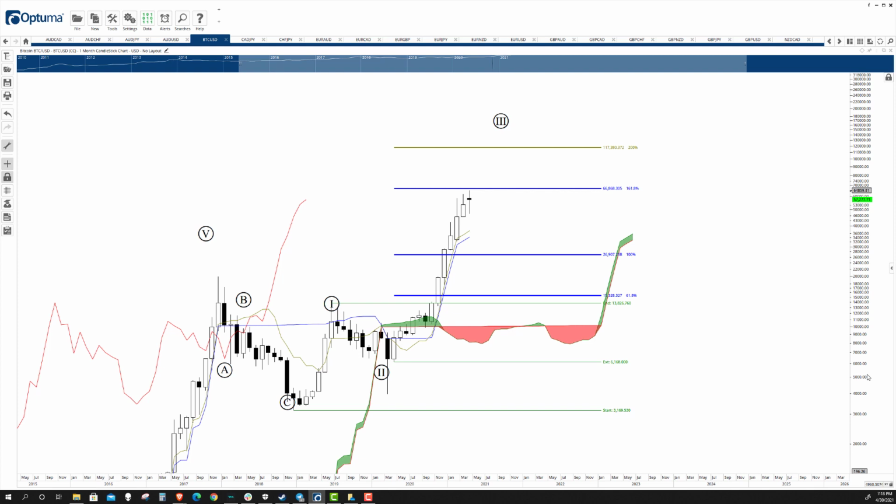If it doesn't, that's awesome. More than likely, you'll trap a lot of bears and it'll just shoot up higher, which would be great. Or we could get a fast sell-off, which would also be great. I love discounts.